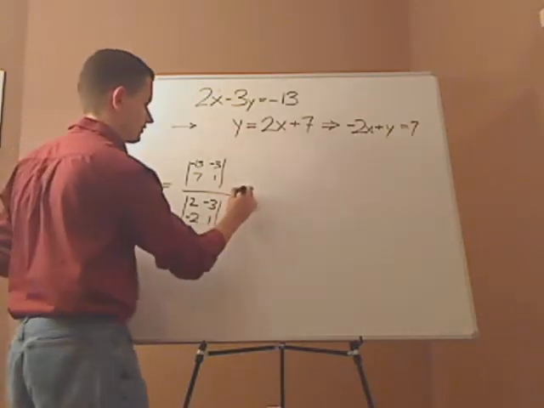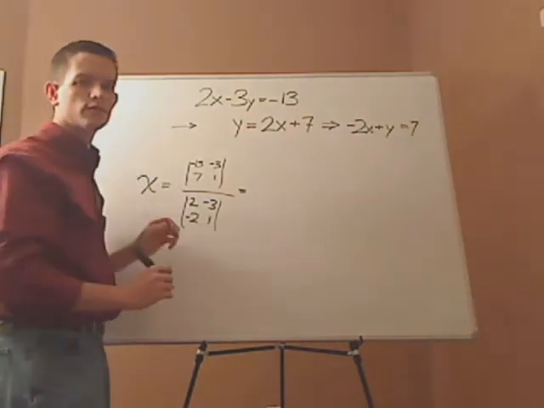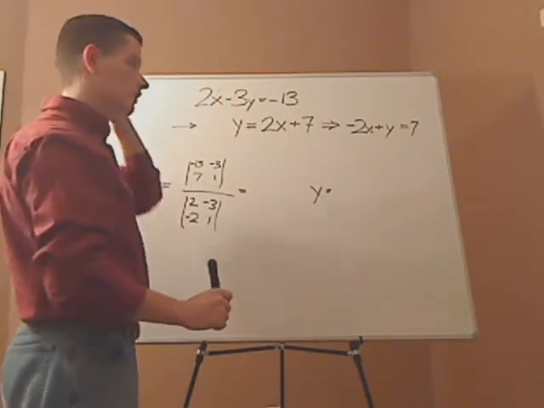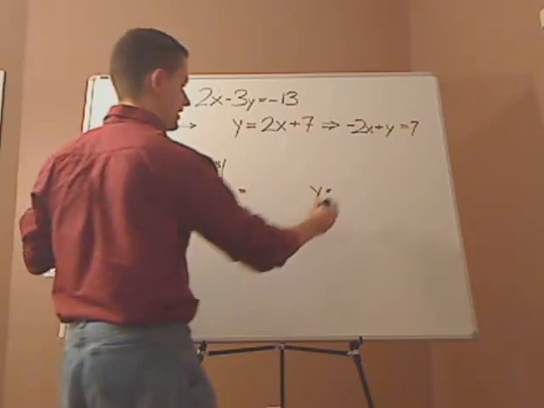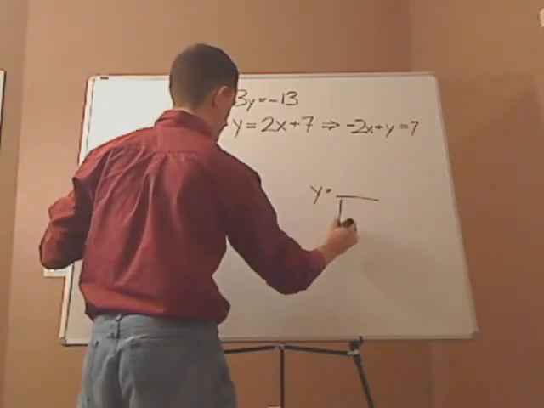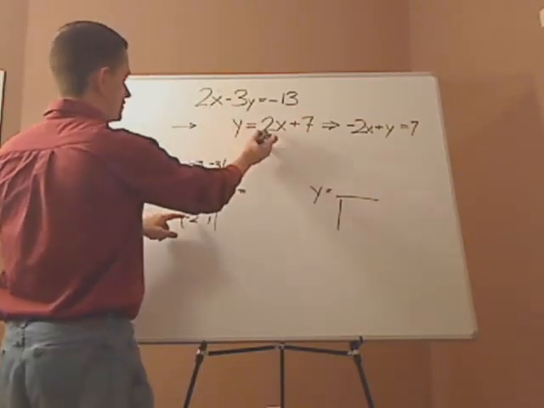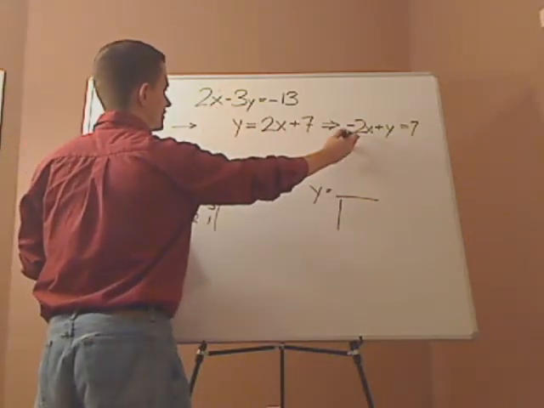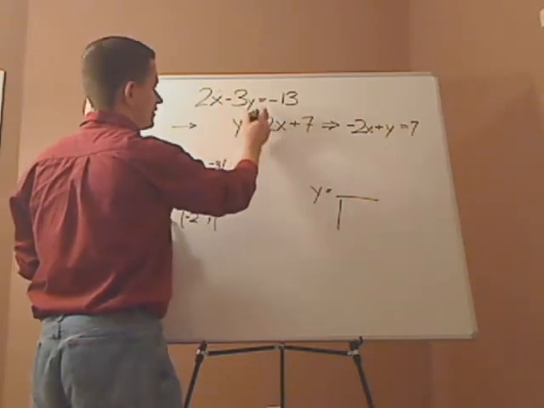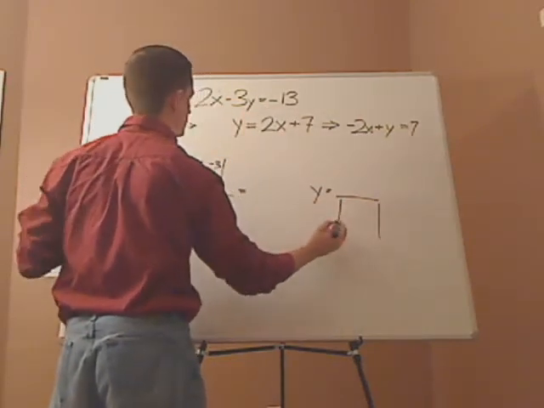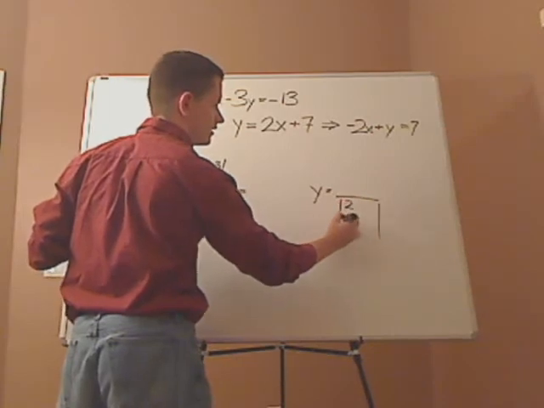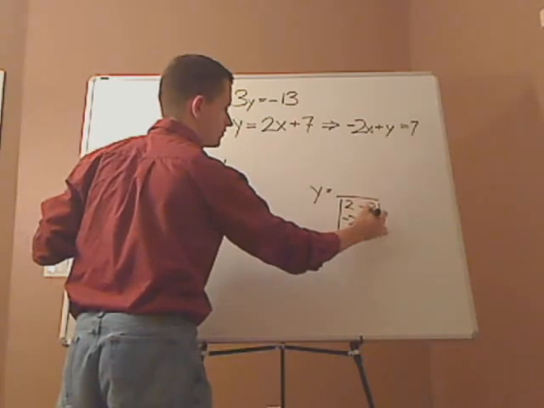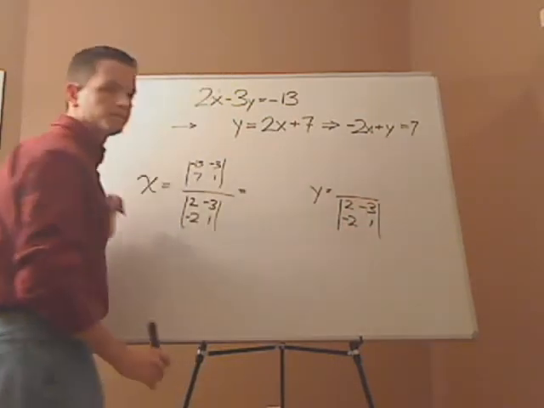Now for your y's, let me set them up first. For your y's, it's going to be pretty much the same. The denominator is the same. It's just the coefficients of the x's, in standard form or semi-standard form, and the coefficients of the y's. So this is going to be 2, negative 2, and then negative 3, and then 1.